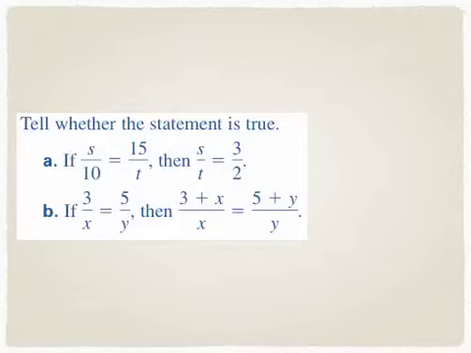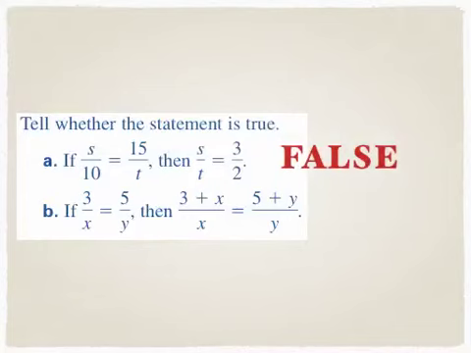There is no property for that. Where they got the 3 over 2 from is that they took 15 over 10 and simplified it. 15 over 10 is equivalent to 3 over 2. There's nothing that said we could just take a proportion and switch the denominators. And if you look at the cross product of these, then it would be false.